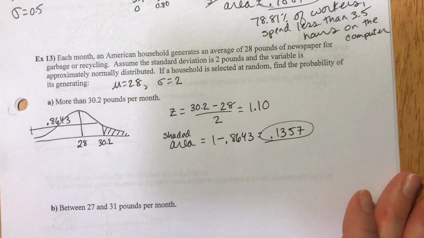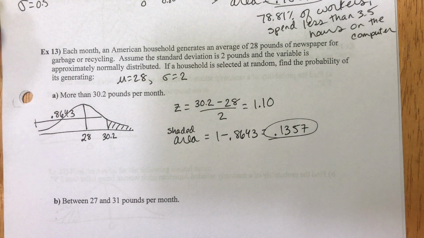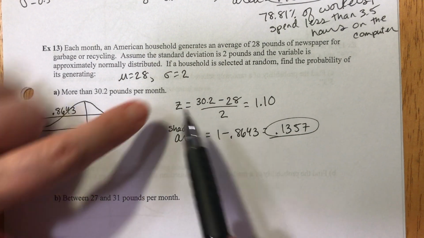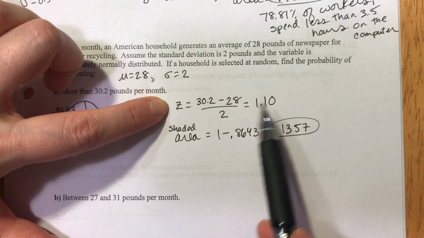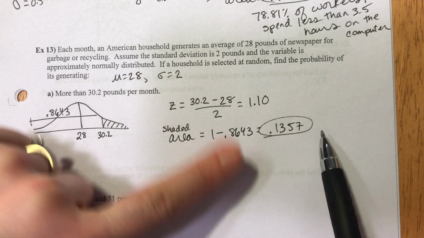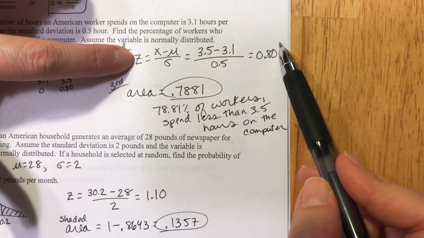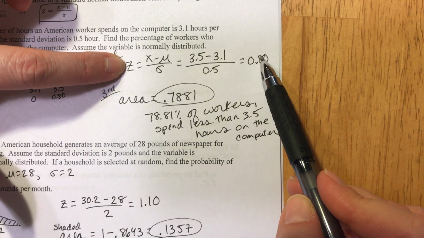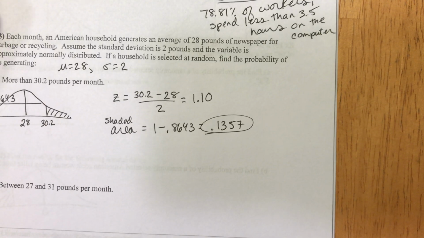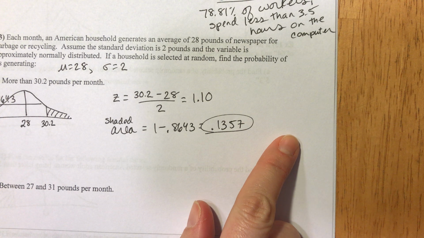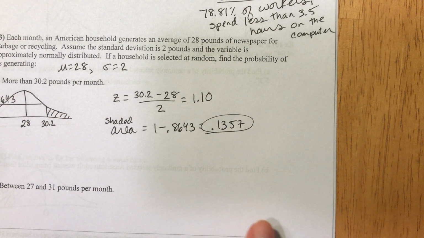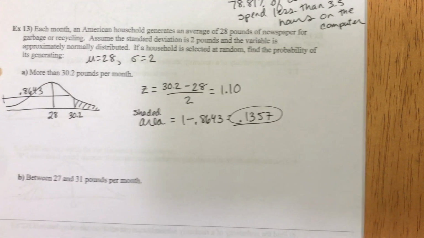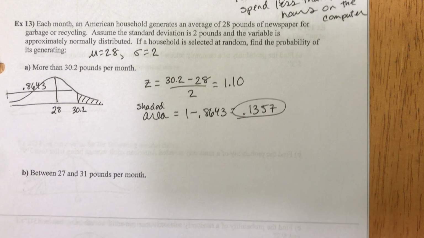All right, remember, we've talked about this in class as well, I'm sure. At this point, you have to label as you go, guys. This is a complete answer with this diagram all labeled up. Z equals, put in your work. Shaded area equals, put in your work. Like, look back here. If you didn't write Z equals, it would be easy to make the mistake of circling this as your answer. But for these problems, your z-score isn't your answer, your area is, all right? Which means we have a 0.1357 probability. You could have also written it as a 13.57% chance that a household makes more than 30.2 pounds per month of newspaper garbage.